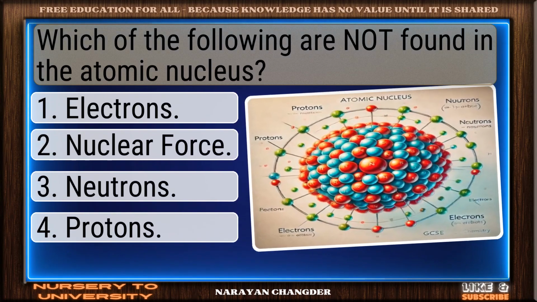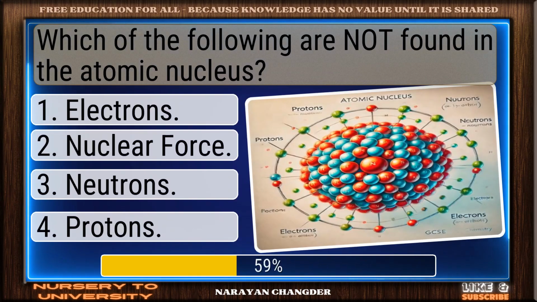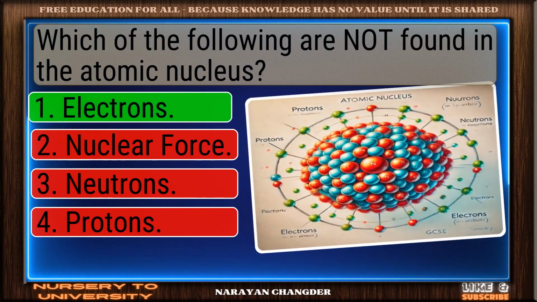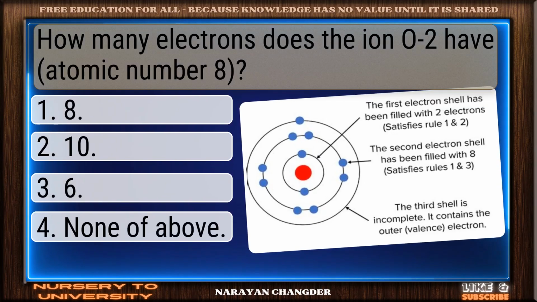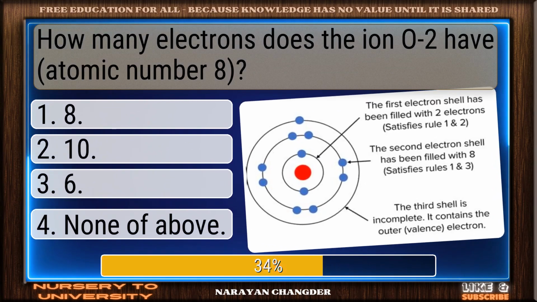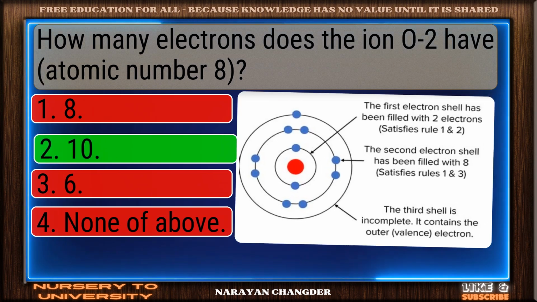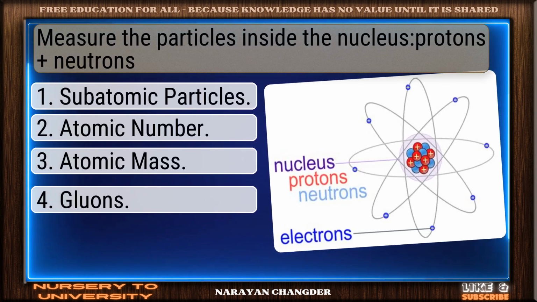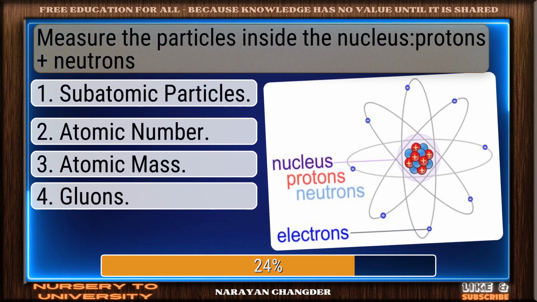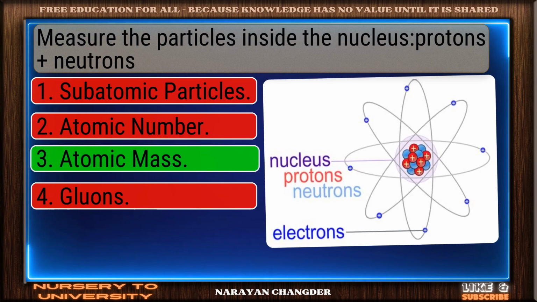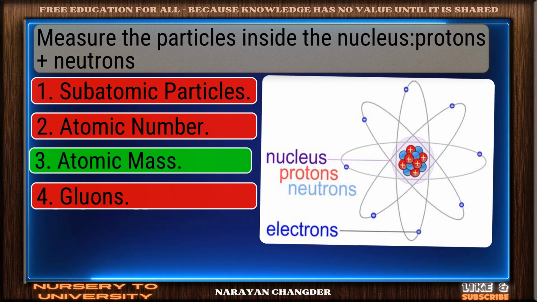Which of the following are not found in the atomic nucleus? Sharp thinking. Electrons is the right choice. How many electrons does the ion O2 have? Good job. 10 works well here. Measure the particles inside the nucleus. Protons plus neutrons. You got it. Your choice, atomic mass, is right.